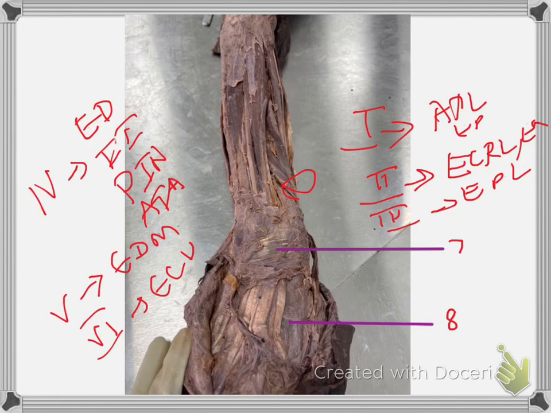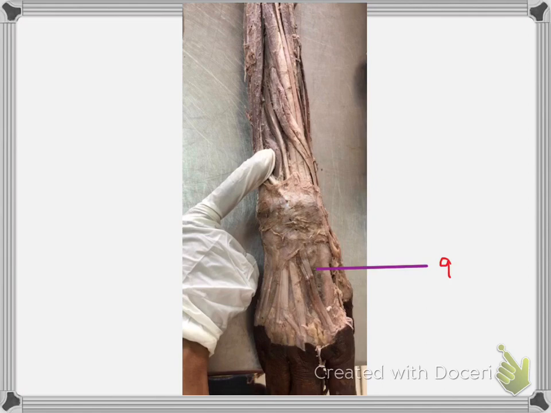And the eighth one is dorsal interossei. Dorsal interossei action, DAB, I have already told you, DAB, ab means abduction. Another action is flexion of metacarpophalangeal joint and extension of interphalangeal joints. These are the actions of dorsal interossei. And 9 is again dorsal interossei only.